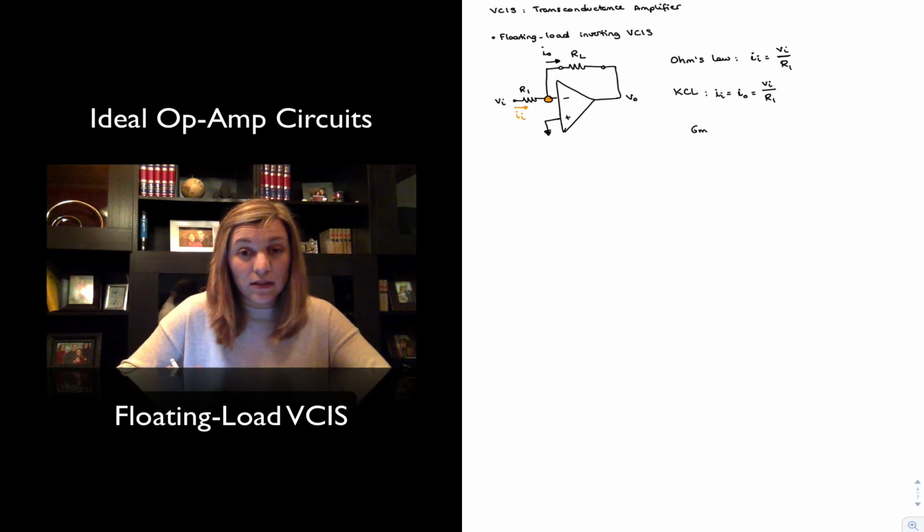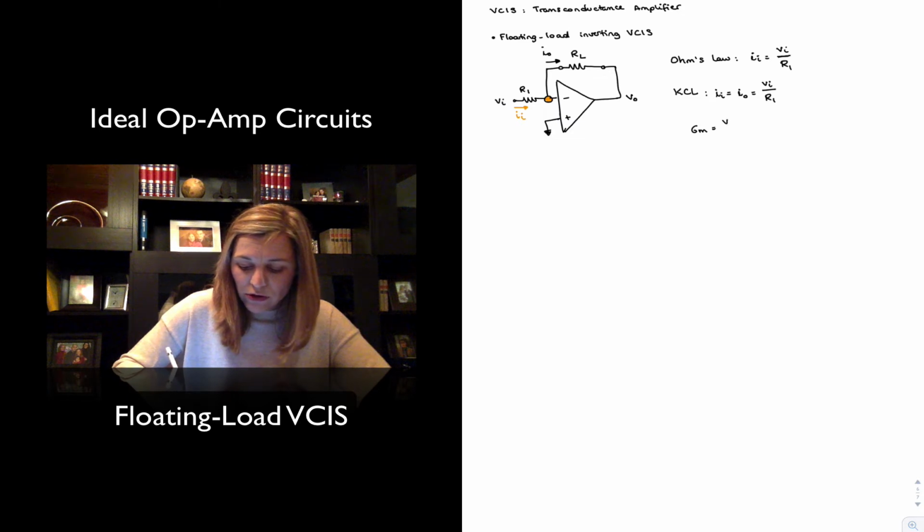In the case of a transconductance amplifier, the gain term is the transconductance of the circuit, or the ratio of the output current to the input voltage. And we can see that it is equal to 1 over R1.